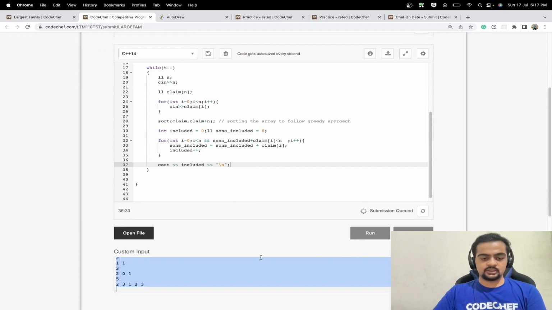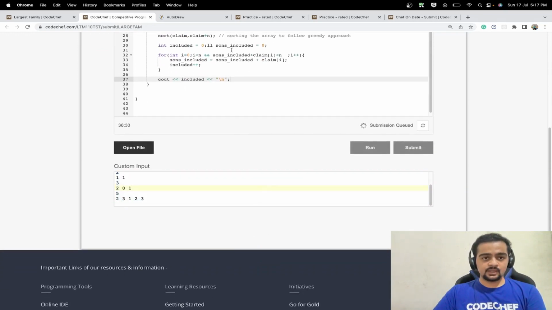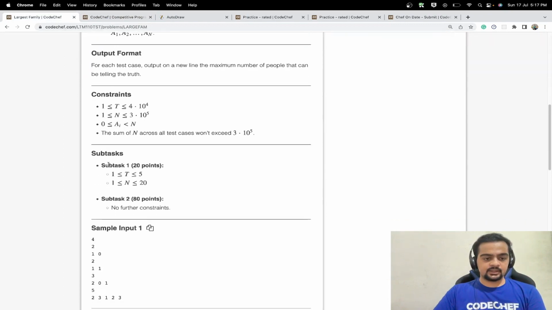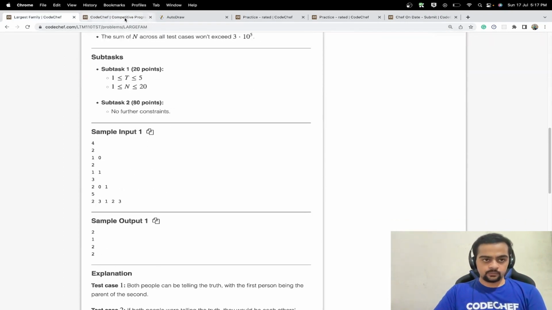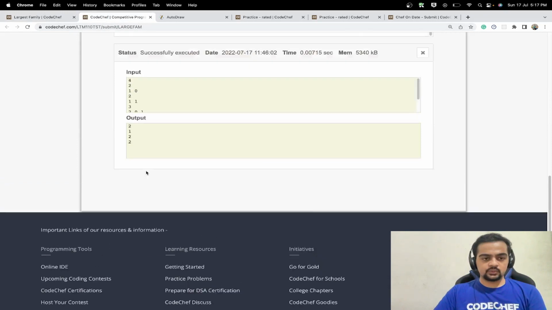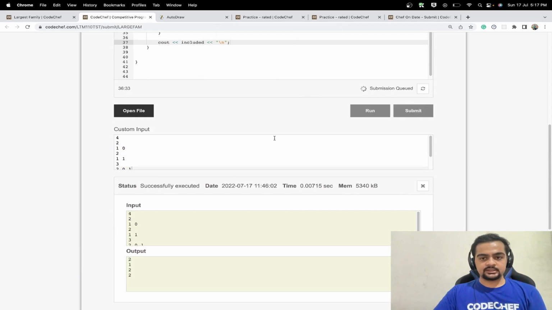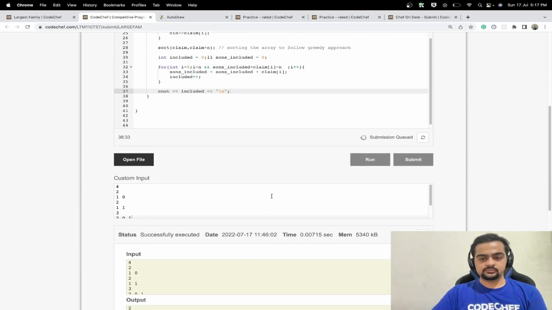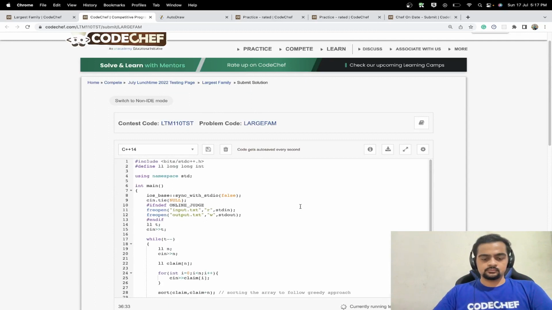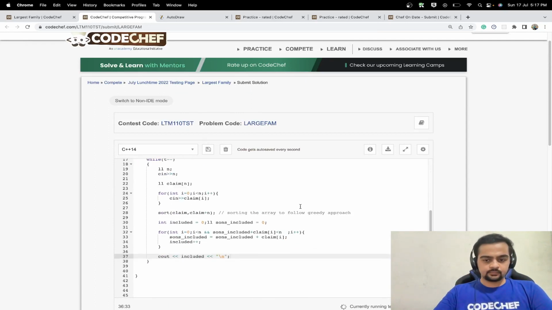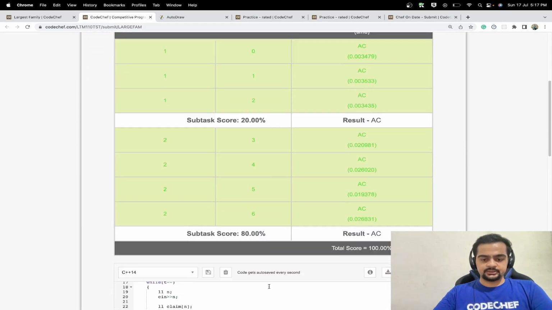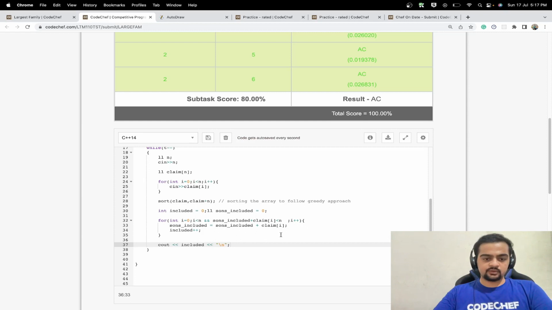Let us run this on the sample test cases as well. For the sample test cases, we are expecting the answer as 2122, and we do get the answer 2122. So let us submit this for all the test cases that are given and see if it passes all the test cases or not. It does pass all the test cases. So our approach was correct for the particular problem.